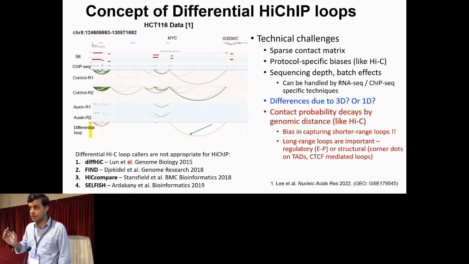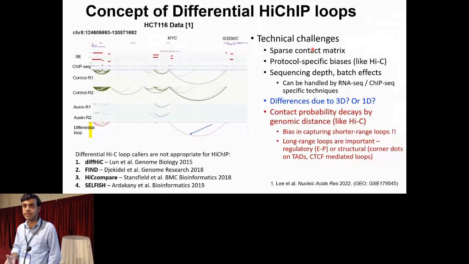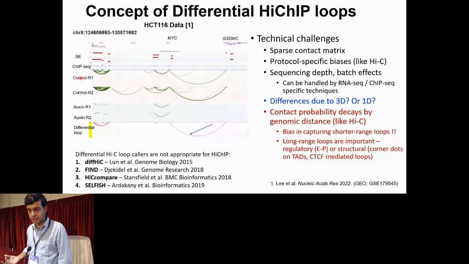First of all, because of the restricted subset sparse contact matrix that's generated by HiChIP, HiC specific methods cannot be directly applied. And secondly, of course, there are HiChIP protocol specific biases. Then we also have to understand whether these differential loops are due to 3D genomic reorganization or due to the underlying 1D changes like ChIP-seq distribution changes.